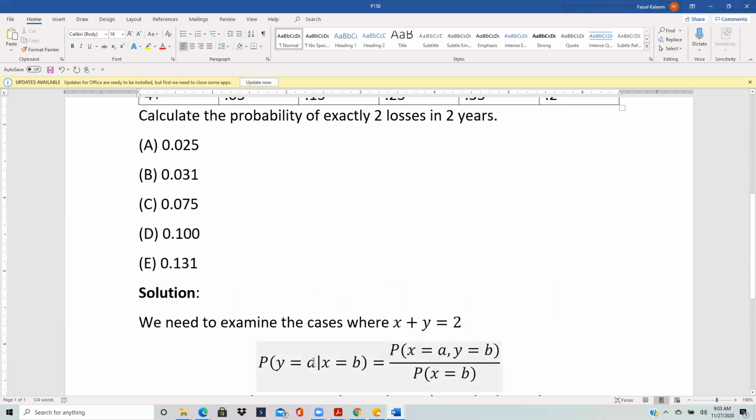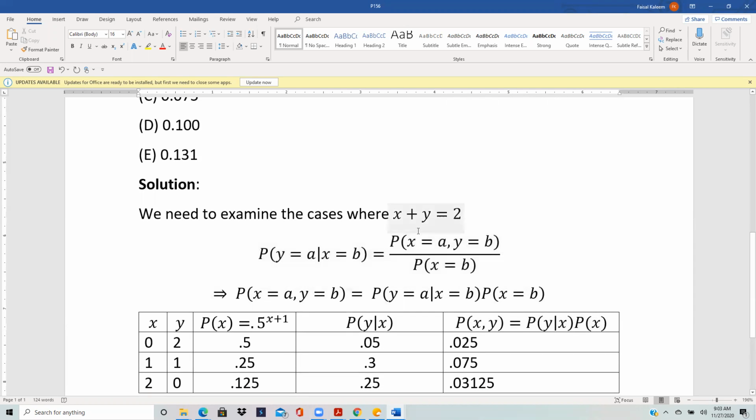So now the basic formula will be: the probability of Y equals A given X equals B equals the probability of X equals A and Y equals B divided by the probability X equals B. We need it in the form of the probability X equals A, Y equals B, because we'll be adding up the probabilities where X and Y add up to 2. So if you multiply by this denominator, you get the probability of X equals A, Y equals B equals this thing.